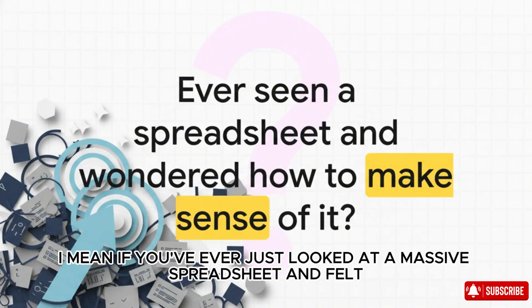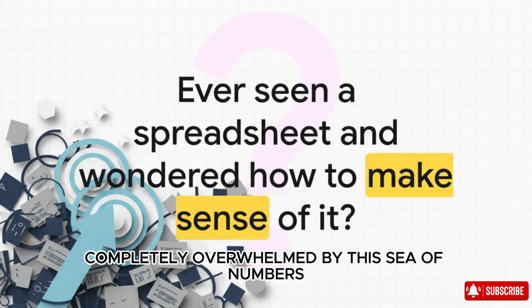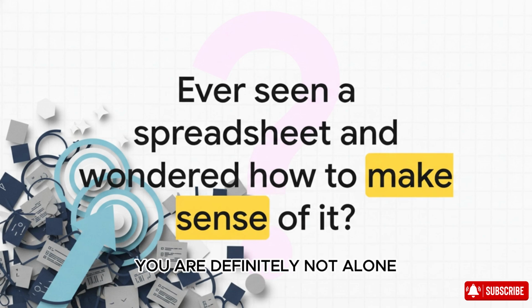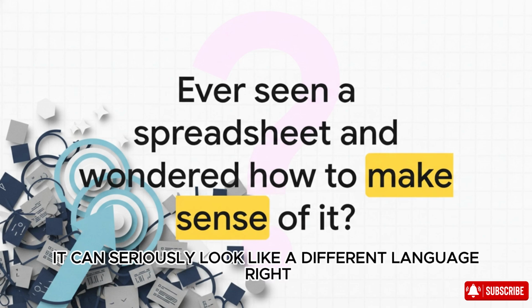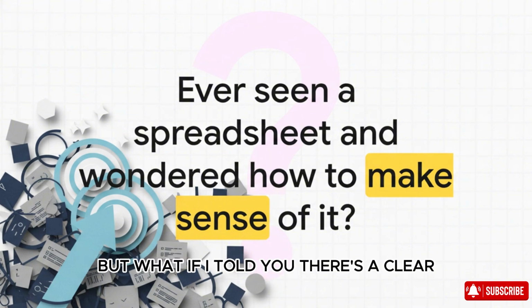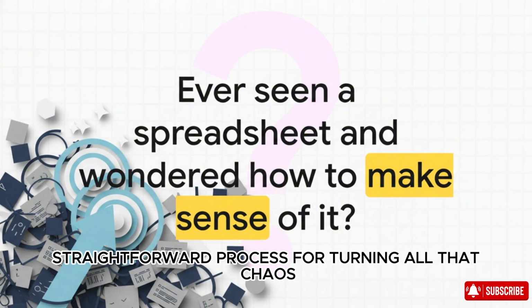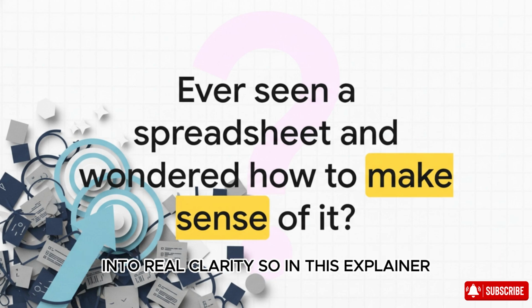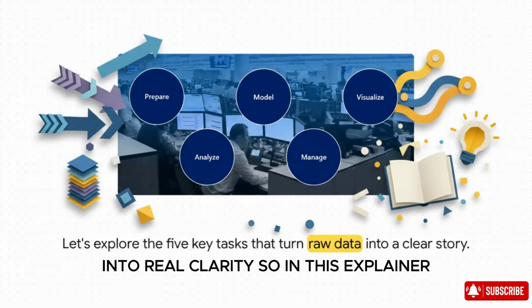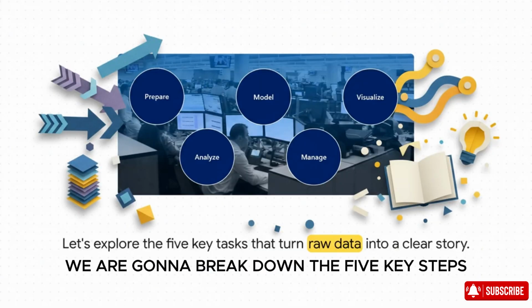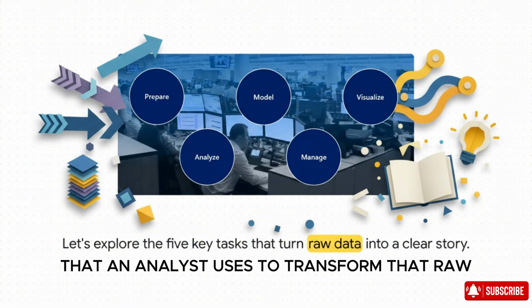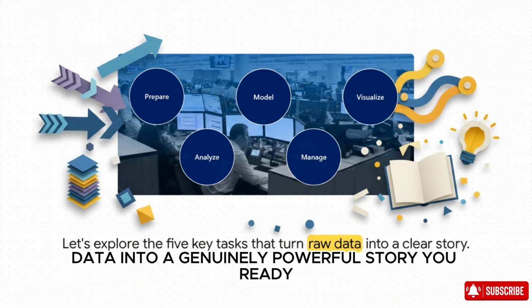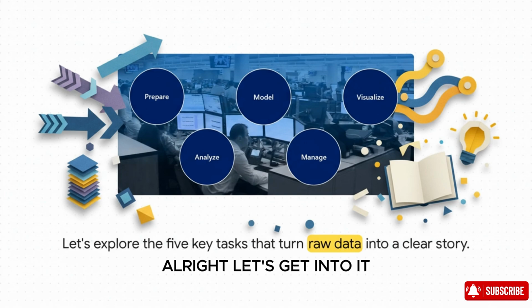I mean, if you've ever just looked at a massive spreadsheet and felt completely overwhelmed by this sea of numbers, you are definitely not alone. It can seriously look like a different language, right? But what if I told you there's a clear, straightforward process for turning all that chaos into real clarity? So, in this explainer, we are going to break down the 5 key steps that an analyst uses to transform that raw data into a genuinely powerful story. You ready? All right, let's get into it.